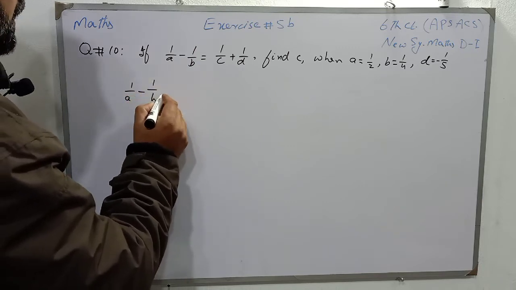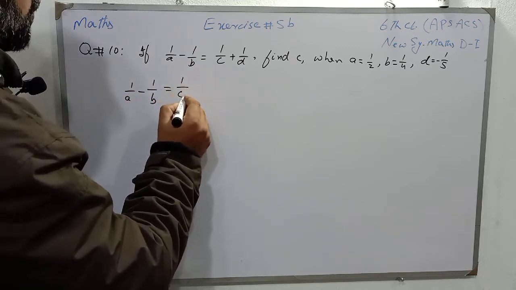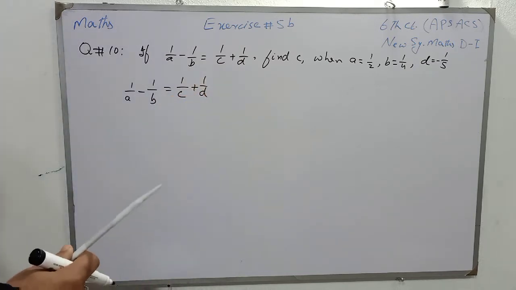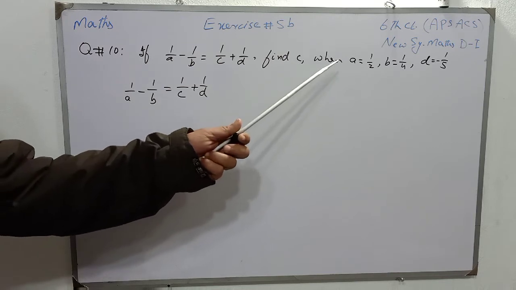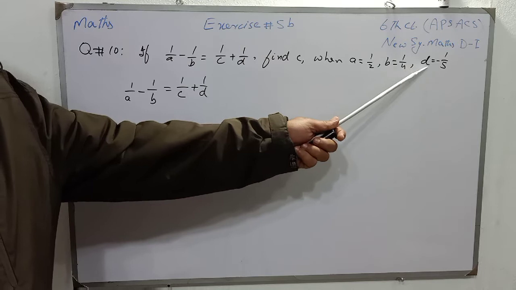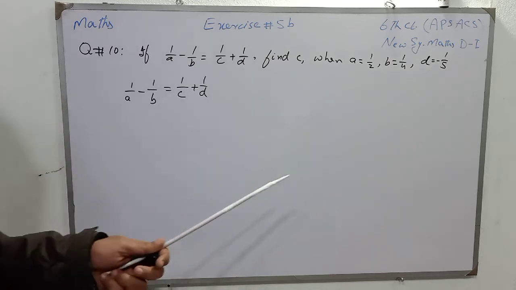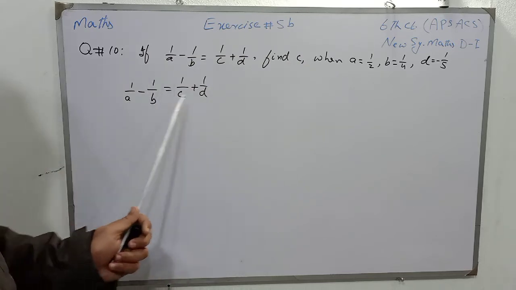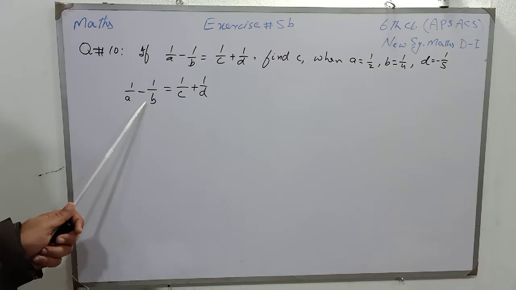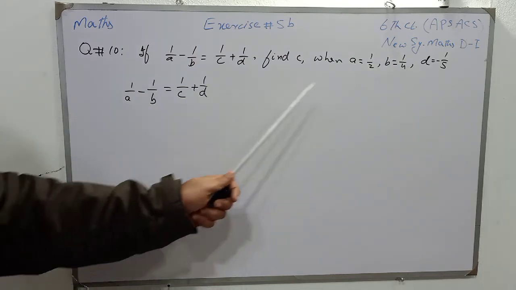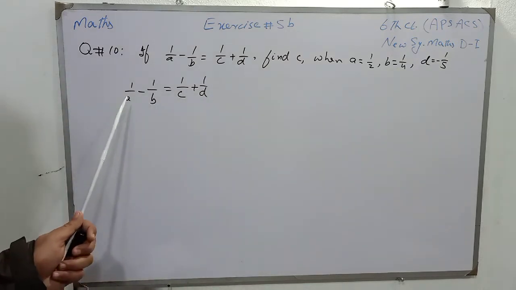minus 1 over B is equal to 1 over C plus 1 over D. We have to find the value of C, whereas A is 1 over 2, B is 1 over 4 and D is minus 1 over 5. Now students, values are replaced. I mean to say, in place of A we will write 1 over 2, in place of B 1 over 4 will be written, and in place of D minus 1 over 5 is written.